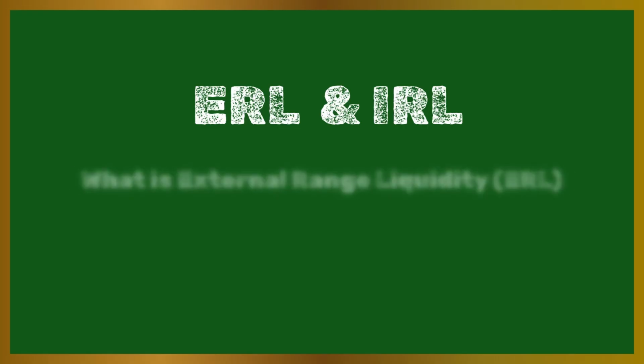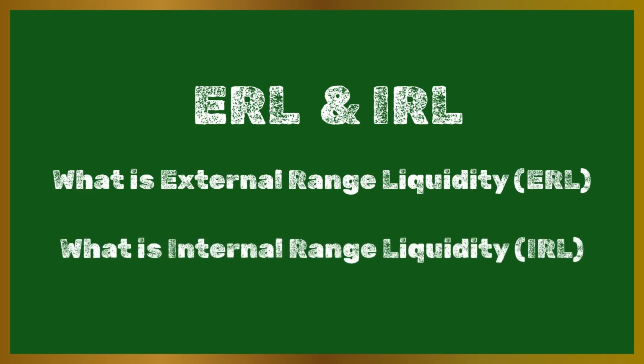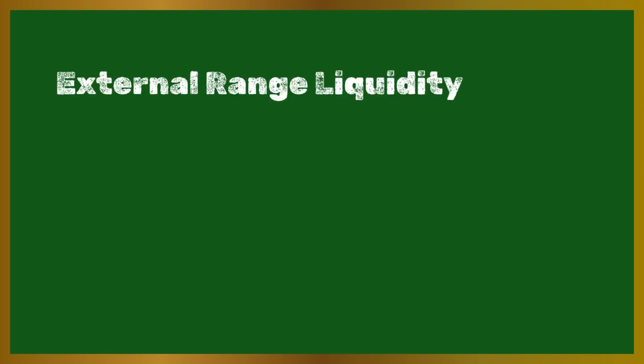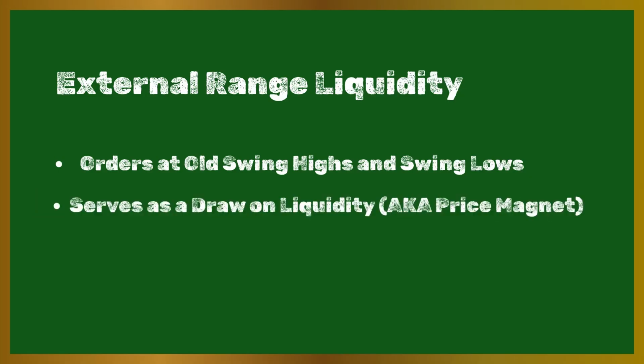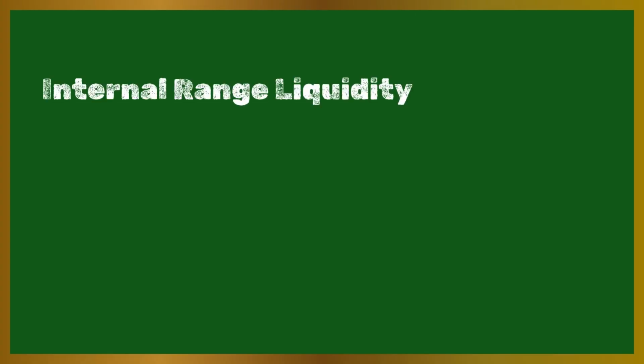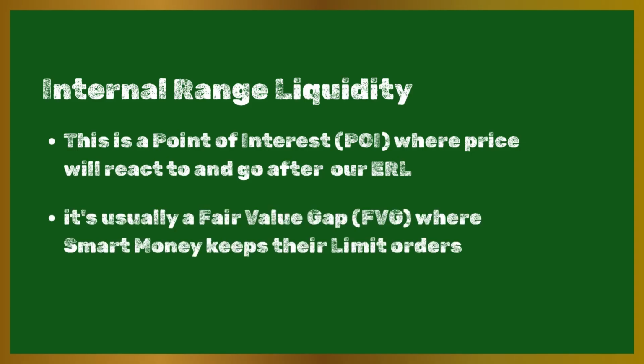To understand our topic today, we have to understand two things. One, what is external range liquidity? Two, what is internal range liquidity? Now, for us to proceed, let me explain what is external range liquidity. This is the orders that sit at old swing highs and lows, and they serve as a drawn liquidity, which serves also as a price magnet. What is internal range liquidity? This is a POI where price usually reacts to, and then we see price going after swing highs and swing lows. It's usually a fair value gap.